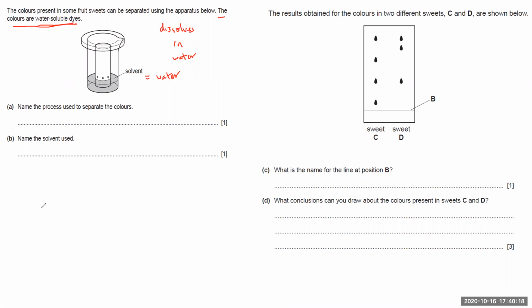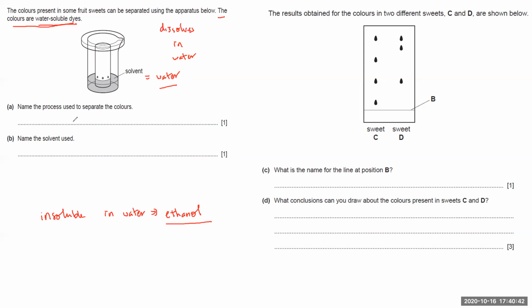But if the question says it is insoluble in water, then you must use another solvent, and you don't need to memorize many, you just need to memorize one, which is ethanol. So if it's soluble in water, you use water. If it is insoluble in water, you use ethanol. Okay, so let's look at this question.